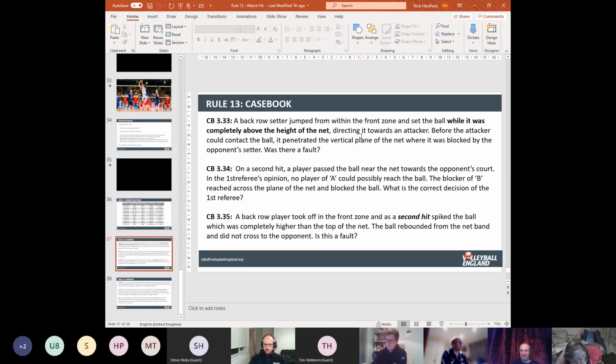I've not seen an example where a really tall back row player has been stood in the front zone and just volleyed the ball over. I'm sure there must be somewhere. I'll see if I can find out, as I know some of my colleagues might have a video of that if it's occurred. But it's a situation that could occur, absolutely. Thanks, Nick.